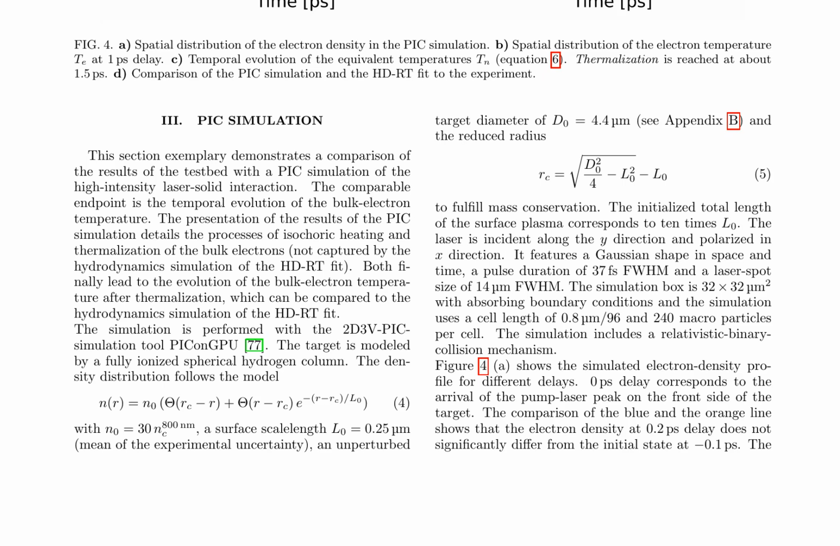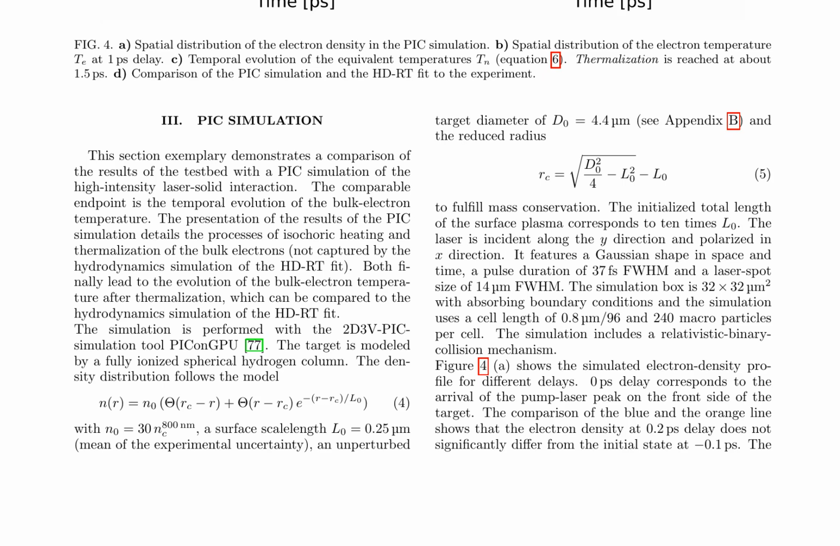The simulated electron density profile for different delays is shown in Figure 4a, with the blue and orange lines illustrating that the electron density at 0.2 ps delay does not significantly differ from the initial state at 0.1 ps. The spatial distribution of the electron temperature T at 1 ps delay is depicted in Figure 4b. The temporal evolution of the equivalent temperatures Tn, equation 6, is shown in Figure 4c, demonstrating that thermalization is reached at about 1.5 ps.